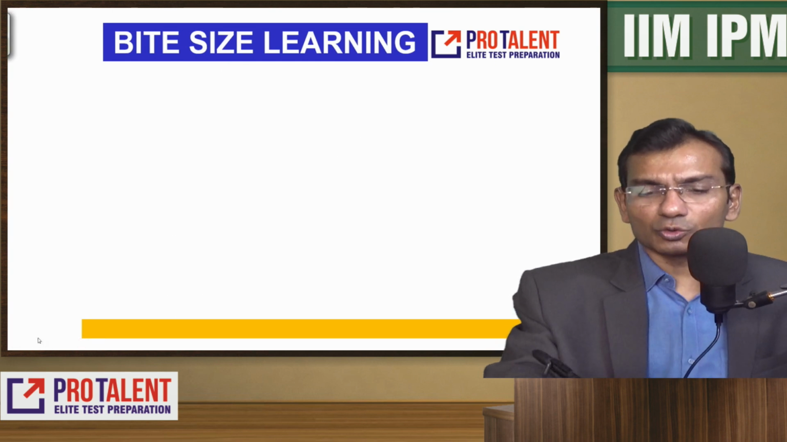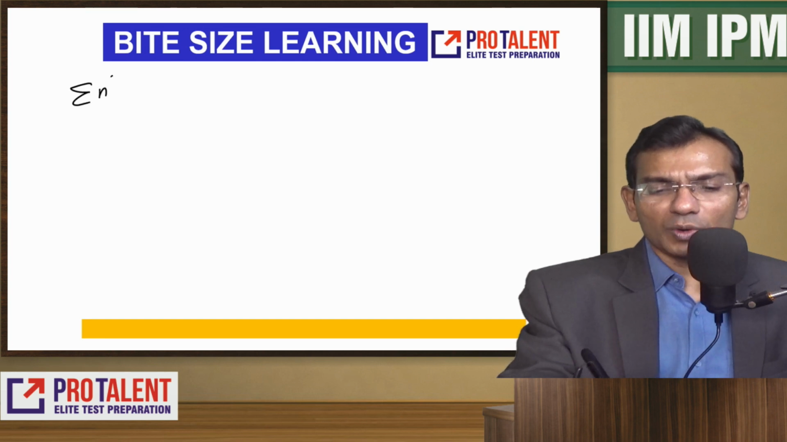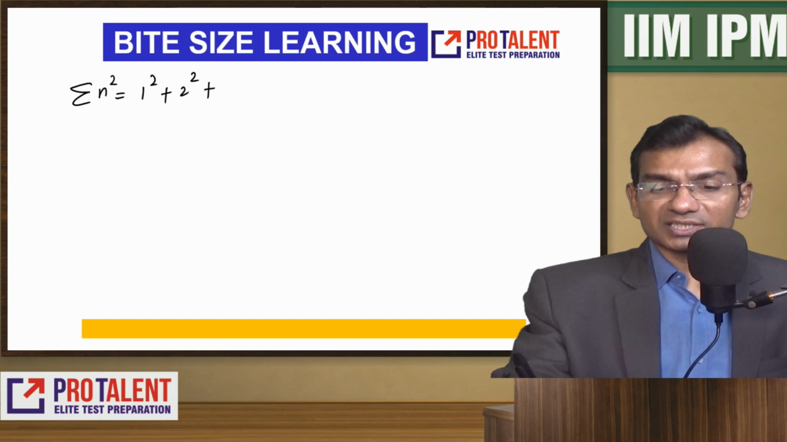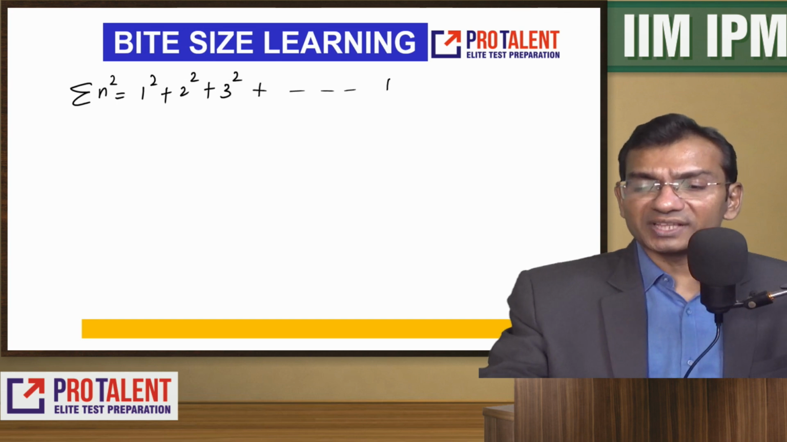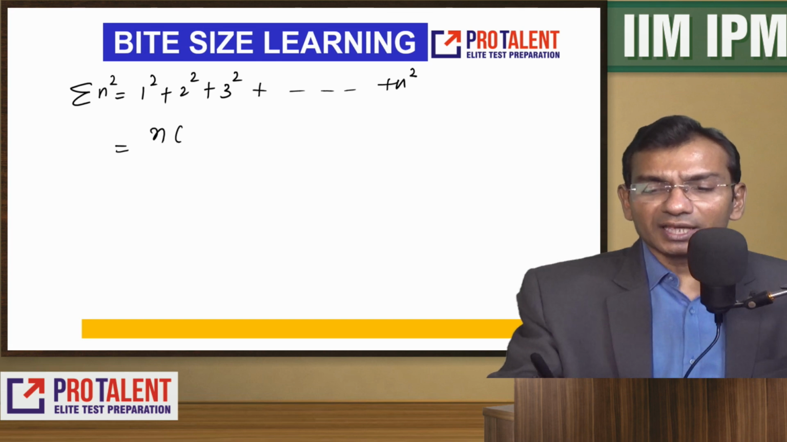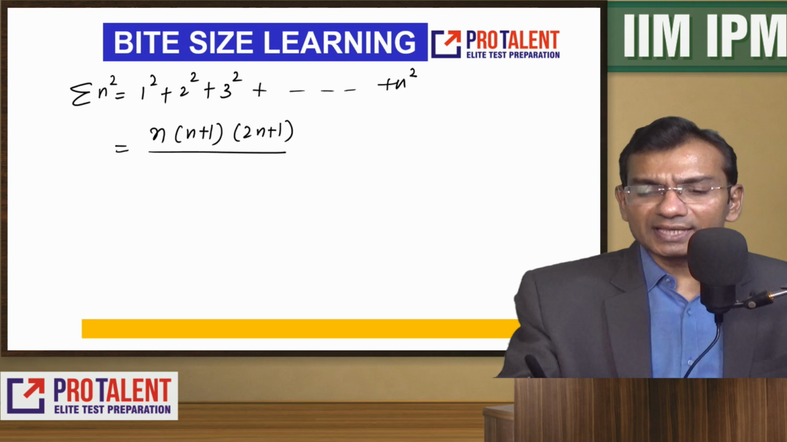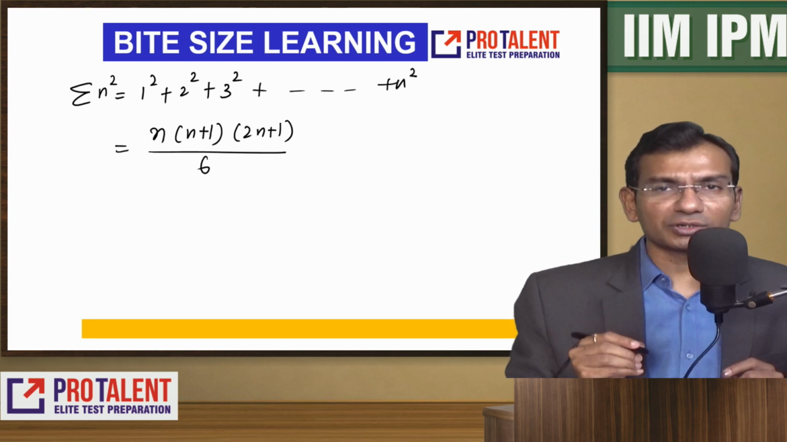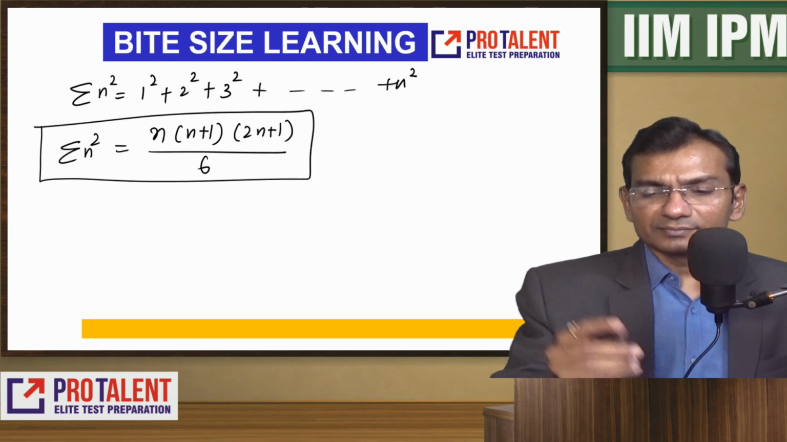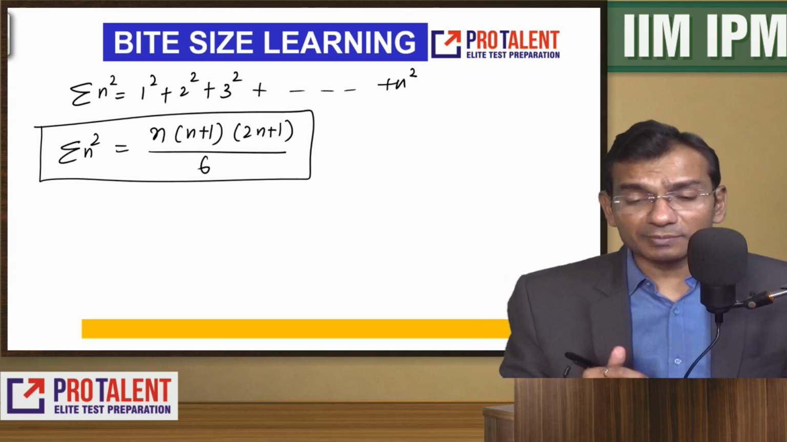Then the question could be the sum of n square, which is 1 square plus 2 square plus 3 square up to n square. What is the formula? The formula is n into n plus 1 into 2n plus 1 by 6. That is a very important formula, which is the sum of n square. Is that very clear? चलिए, बहुत अच्छी बात है.